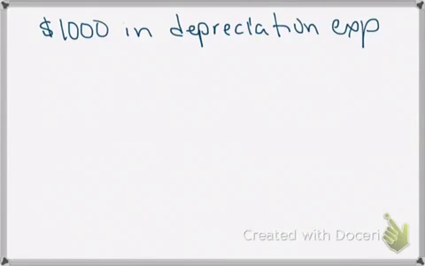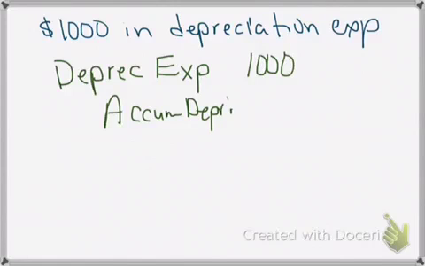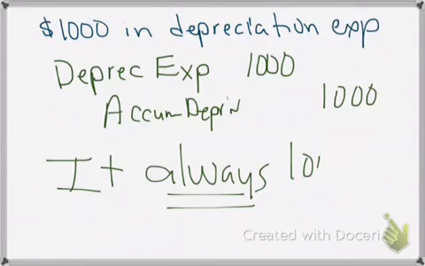So if I told you that we had $1,000 in depreciation expense, the journal entry that we would actually be looking at here, you would have the depreciation expense account for $1,000 as a debit, and then you would have the accumulated depreciation as your credit for $1,000. For depreciation, it will always look like this, okay? Always look like this.